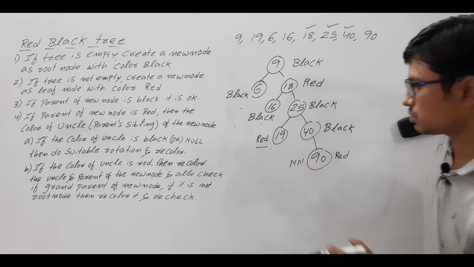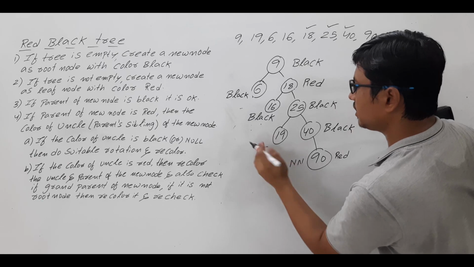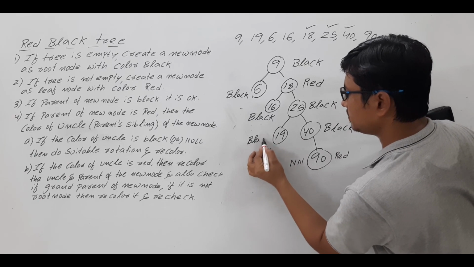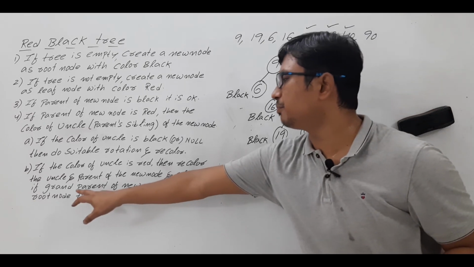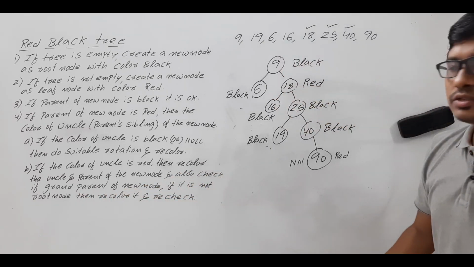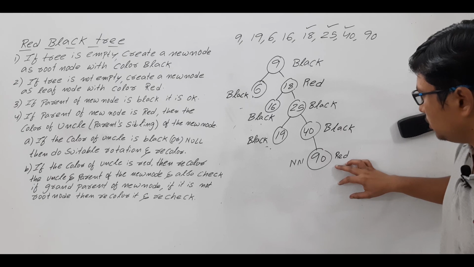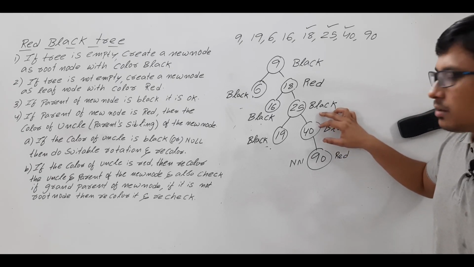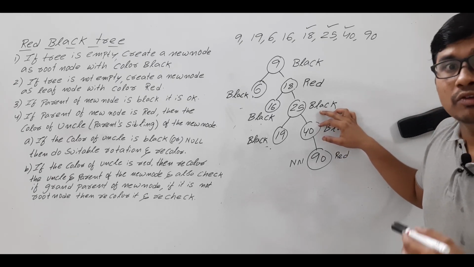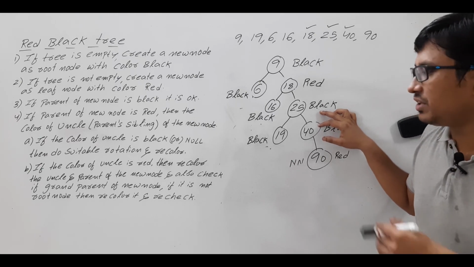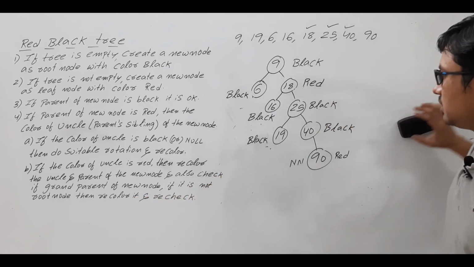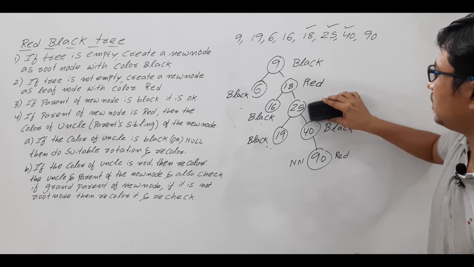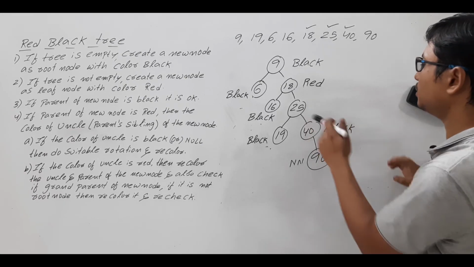Uncle's color is also red. Now I will recolor into black. And again, what you need to check is whether the grandparent of the new node is the root node or not. This is the new node. What is the grandparent? It is 25, which is not a root node. If it is not a root node, then recolor it. Recolor means it is black, now you modify it into red color.